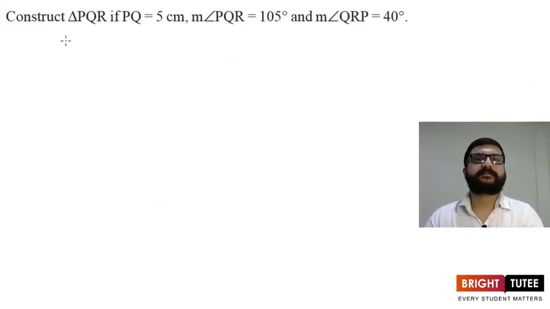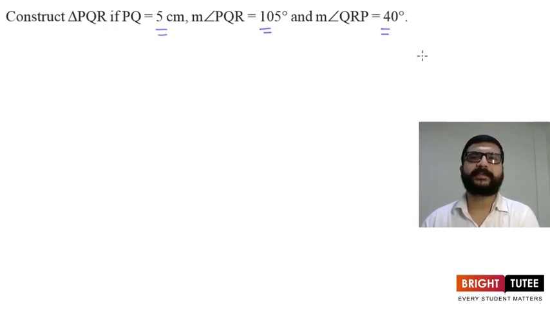Now here is the next question. The question is construct triangle PQR. If PQ is 5 centimeters, measurement of angle PQR is 105 degrees and measurement of angle QRP is 40 degrees. So now first of all we have to draw a rough sketch. So we need a triangle PQR.